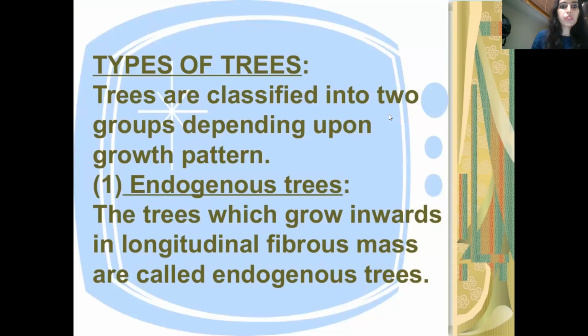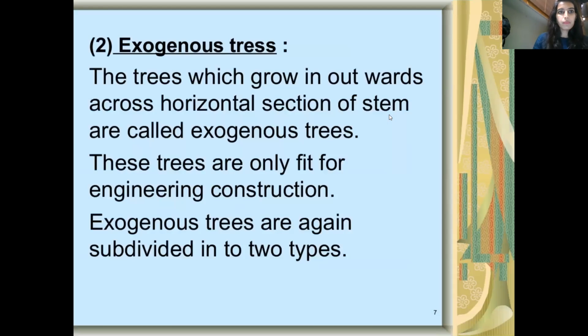Types of trees. Trees are classified into two groups depending upon growth pattern. Endogenous trees: the trees which grow inwards, forming longitudinal fibrous mass, are called endogenous trees. And the second one is exogenous trees: the trees which grow outwards across the horizontal section of a stem are called exogenous trees. These trees are the only ones fit for engineering constructions.